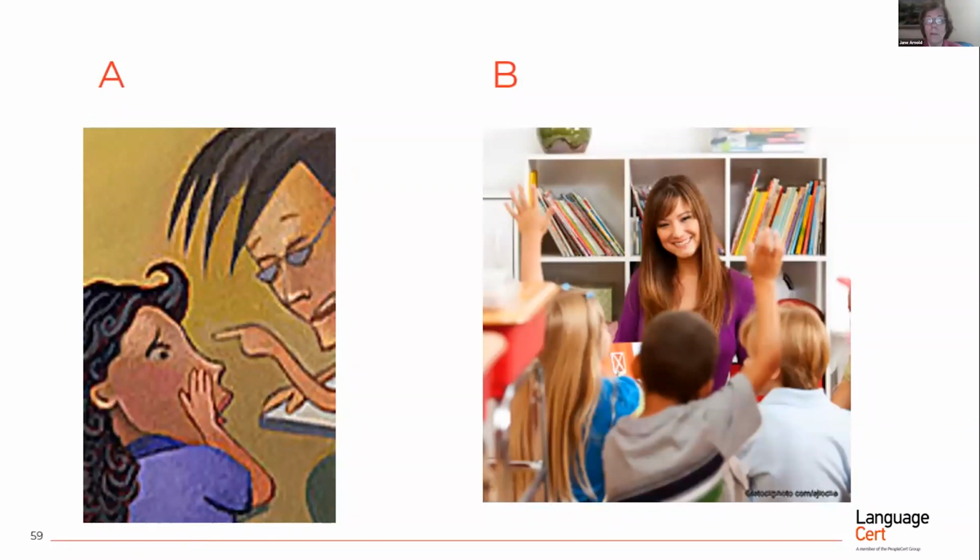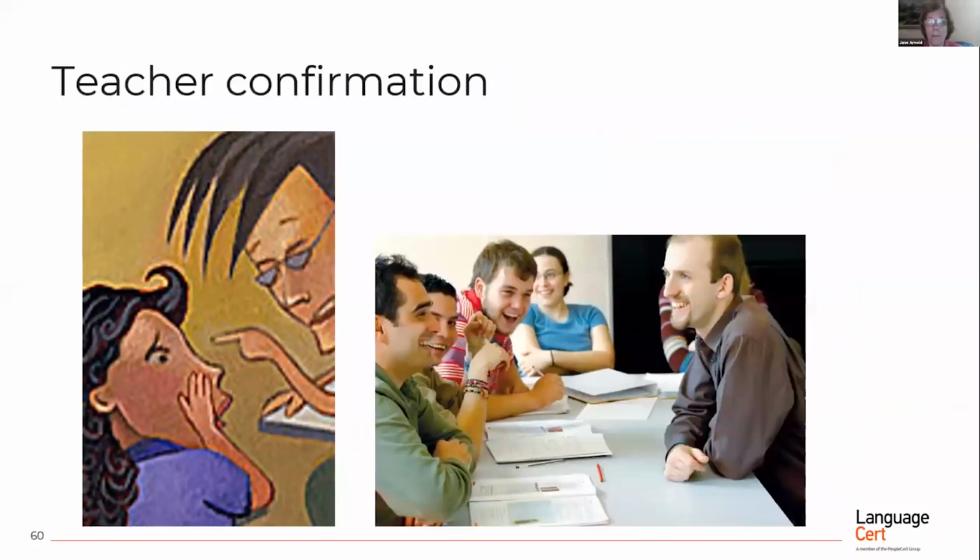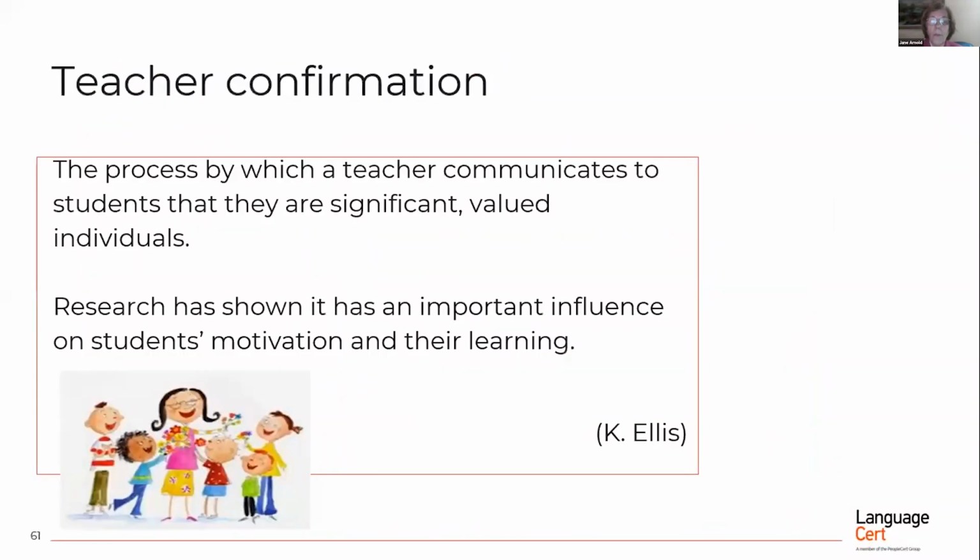Now, in these classes, which one do you think students are going to learn better, A or B? Certainly in B. And this has to do with something called teacher confirmation, which Professor Ellis tells us is the process by which a teacher communicates to students that they are significant, valued individuals. Research has shown it has an important influence on students' motivation and their learning.